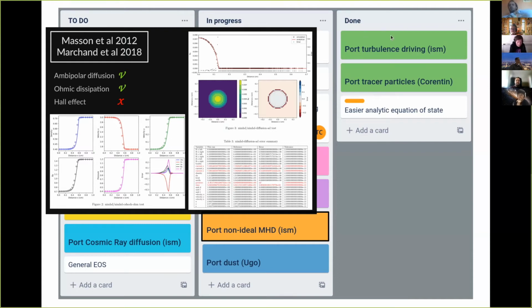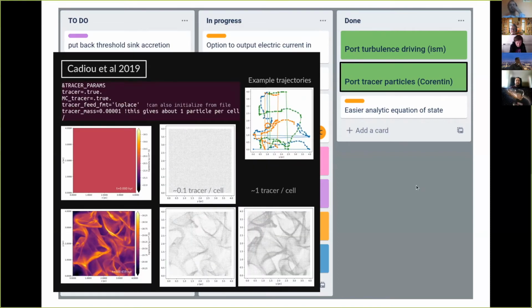And then apart from the turbulence driving module, that's mainly Corentin who did most of the work here, we also ported his Monte Carlo tracer particles.